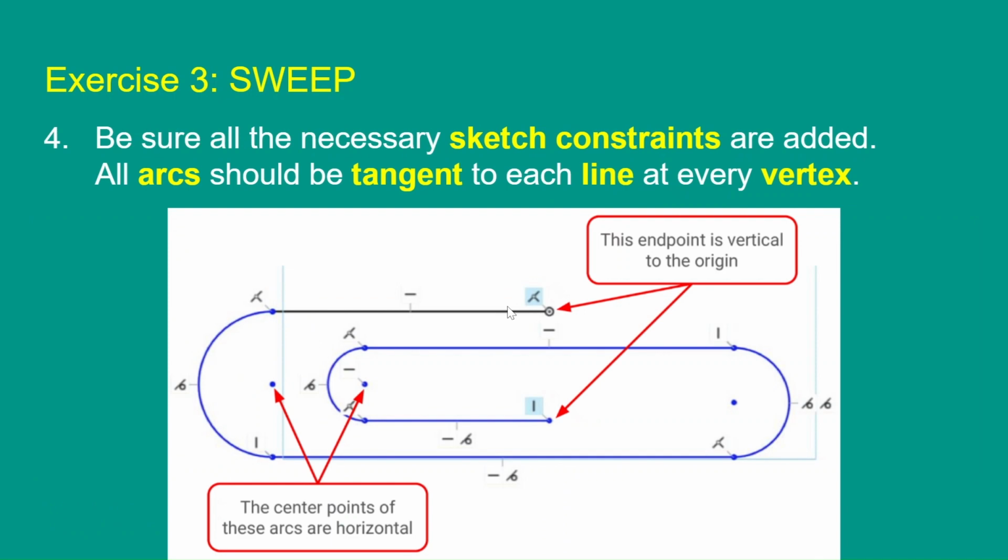So I go to my next one, and it says that I've got all these sketch constraints. There's a lot going on. The arc should be tangent, so I should have tangent arcs to all of my lines, and to each line at every vertex. So right here, this arc should be tangent here, and this arc should be tangent here. So in Inventor, I'm going to see 2 tangent constraints on either arc, right? And then also, this end point is vertical to the origin. So I want to make sure these 2 are vertical to each other. I'm going to make sure these 2 are horizontal to each other.